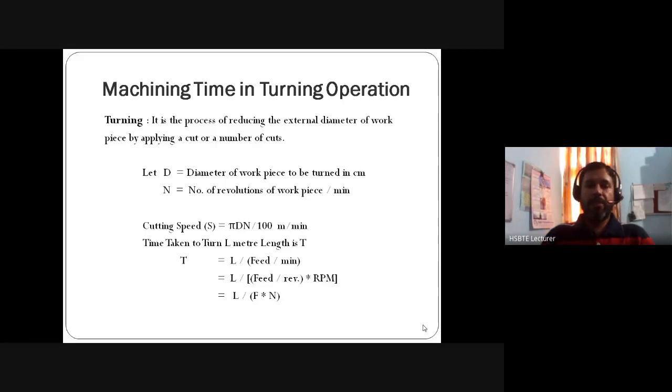Now we have to calculate the time taken to turn L meter length, and it is given by L divided by feed per minute. The feed per minute is further calculated in terms of feed per revolution into RPM, where feed per revolution is represented by capital F and RPM is represented by N. Then the final formula for calculating the time taken to turn L meter length is given by L divided by F into N. F is the feed and N is the number of revolutions per minute, that is RPM.